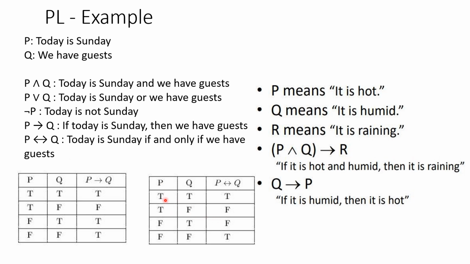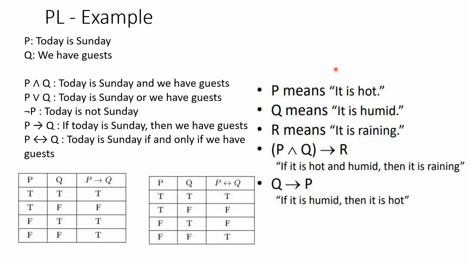So that means here you can see if both are true, it is true. Both are false, it is true. All other cases, one is true and the other one is false, in both cases that is false. So if today is Sunday but we don't have guest, this is not correct. Today is not Sunday but we have guest also is not correct. So the logical connectives allow us to combine simple propositions to form complex logic statements actually.